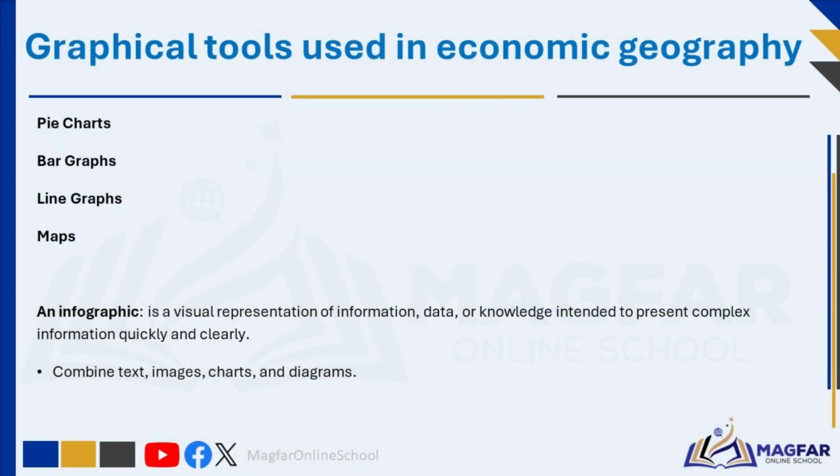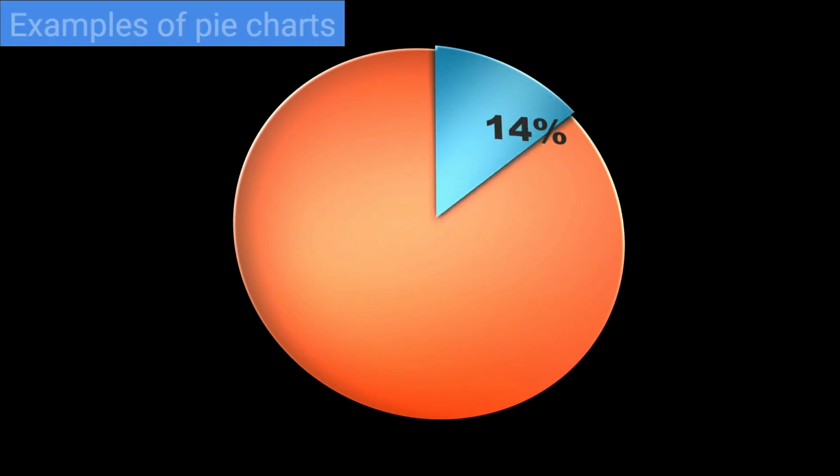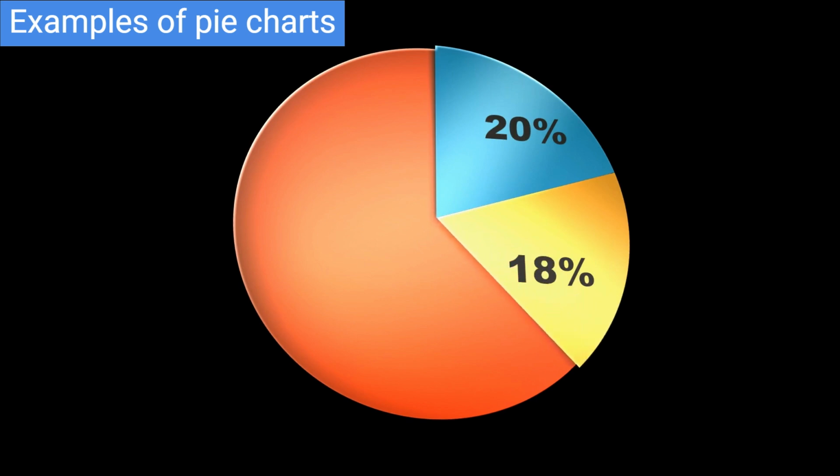Here are some common graphical tools used in economic geography: pie charts, bar graphs, line graphs, and maps. Infographics are now very popular. An infographic is a visual representation of information, data, or knowledge intended to present complex information quickly and clearly. By combining text, images, charts, and diagrams, infographics make data more engaging and easier to understand.